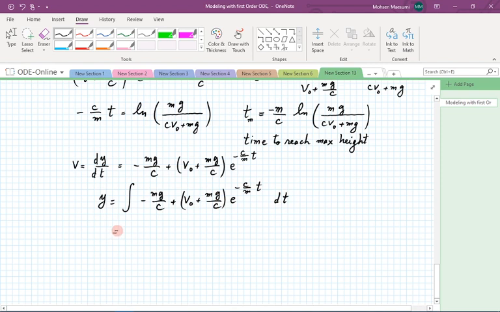Well, this is easy to integrate because all basic functions here. The antiderivative of this is a constant, so it's mgt over c. This is an exponential. All of these things are constant. The antiderivative of this thing is exponential of minus c over m t. I have to divide by my coefficient, minus c over m. And then I'll have some constant in this position as well. So let's write that constant as something different than before. Let's call it, say, k.